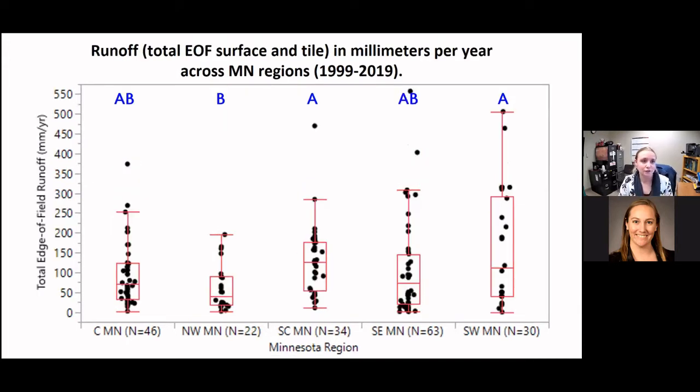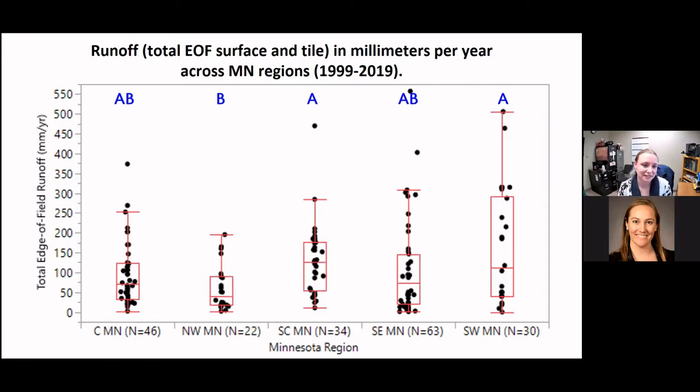The runoff data, in total edge of field surface and tile in millimeters per year across these 5 regions and 20 years again. We see along the y-axis here the runoff ranging from 0 to 550 millimeters per year, graphed with these 5 regions again. And what we see here is that Northwest Minnesota has its own distinct, unique letter. It's statistically different from the rest of the data. Same with Southwest Minnesota. It's the only one with the letter A, and this one being the highest in runoff, it got its own letter statistically speaking.